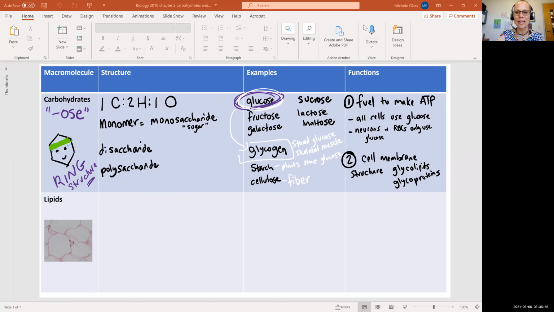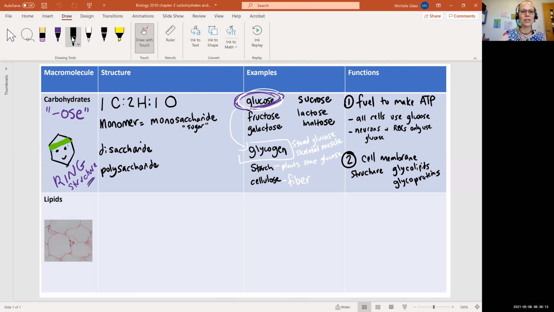Remember, as we study our macromolecules, pay attention to three things. You need to pay attention to the structure, you need to be able to give examples, and you need to know the job that that molecule has in the cell. And so let us get started with our lipids.